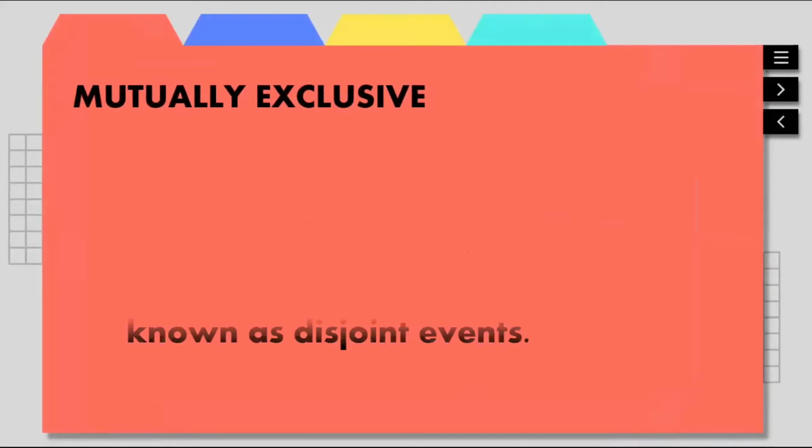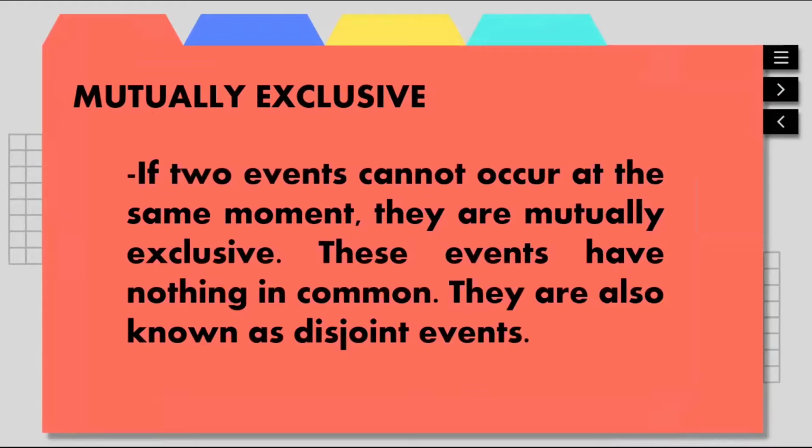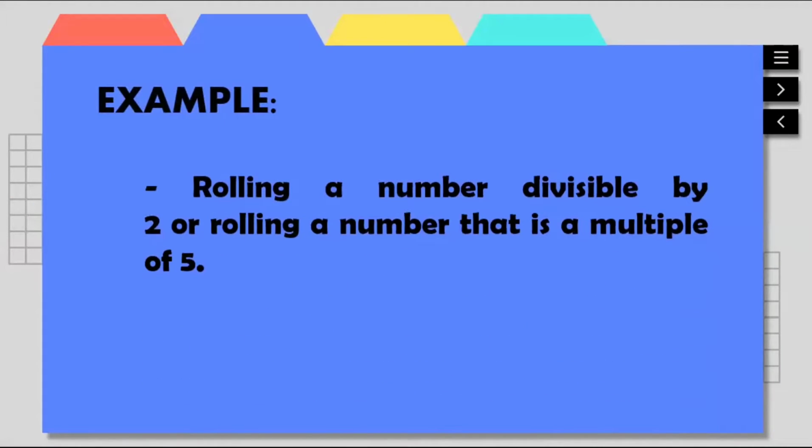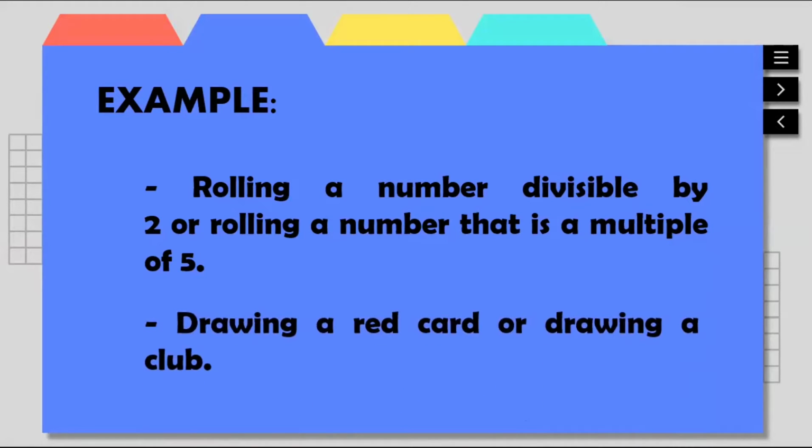Mutually exclusive. If two events cannot occur at the same moment, they are usually mutually exclusive. These events have nothing in common. They are also known as disjoint events. Example, rolling a number divisible by 2 or rolling a number that is a multiple of 5. Drawing a red card or drawing a club.